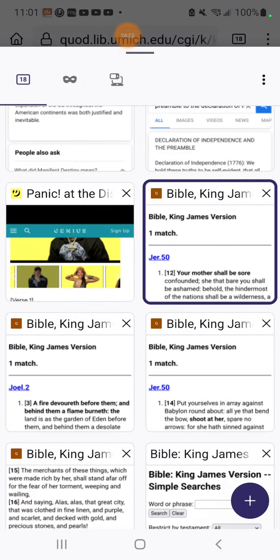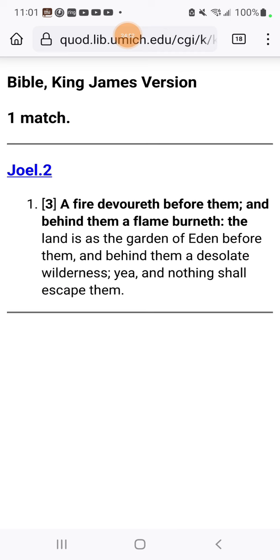Okay. Joel chapter 2. It says, a fire devoureth before them, and behind them a flame burneth. Now that's specifically speaking about the thermonuclear missiles, which we also prophesy about, because the prophecy of those thermonuclear missiles is what's going to annihilate the hindermost part of the nations, man. And it's a joy to prophesy these things.